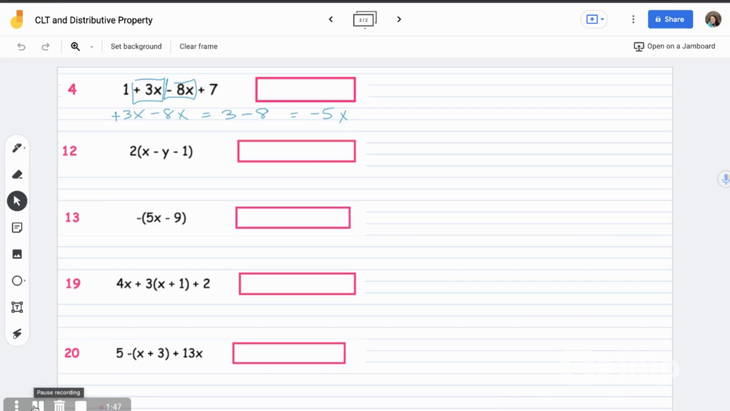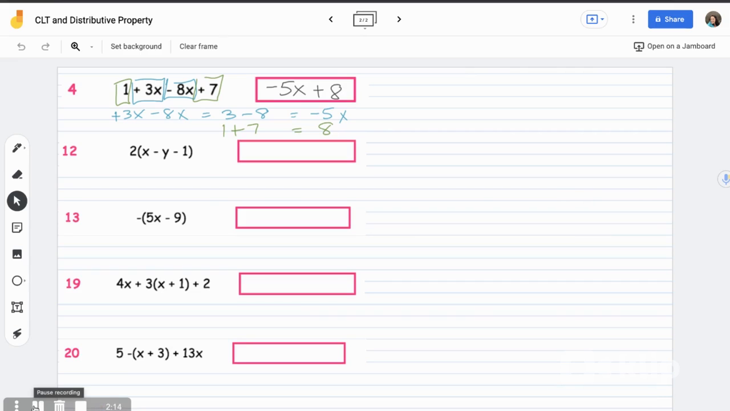And then I can also combine the 2 that are just numbers. So I have a positive 1 and a positive 7. So that's just like 1 plus 7. So 1 plus 7 is going to give us 8. So in this box, for number 4, you're going to type in negative 5x plus 8 for your answer.